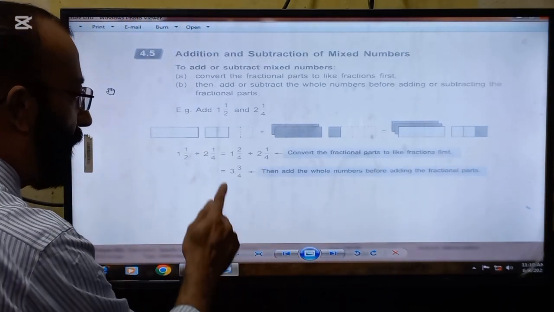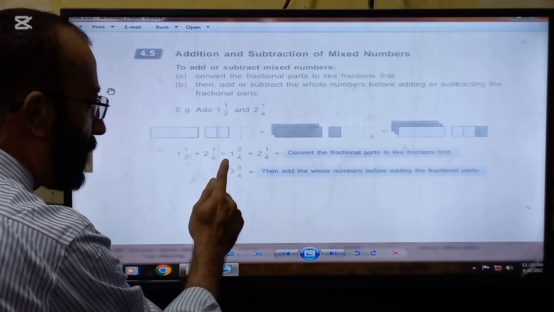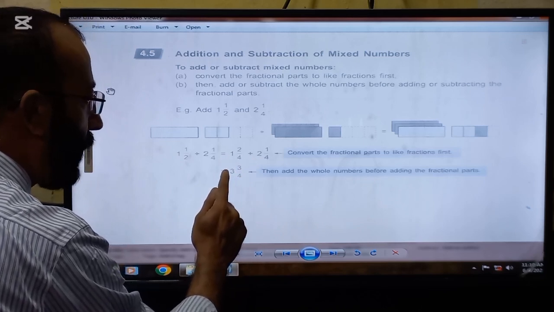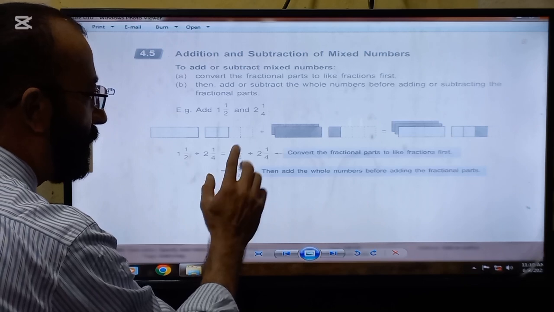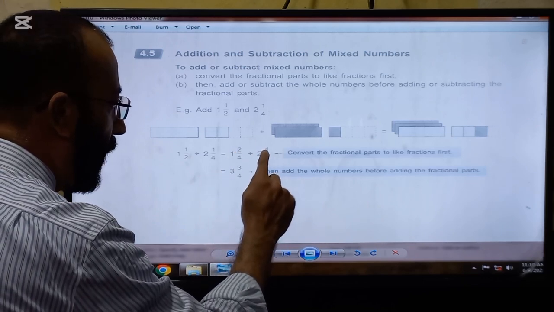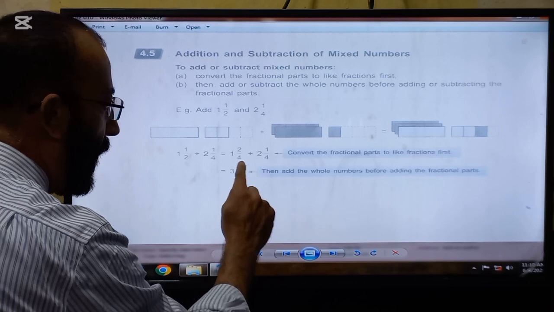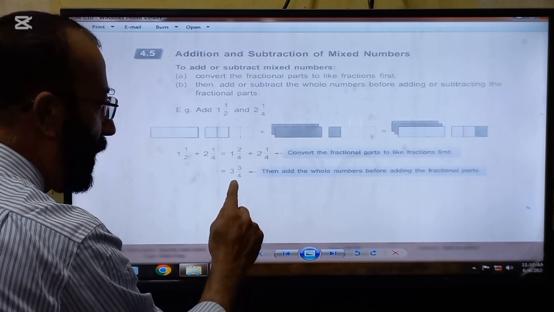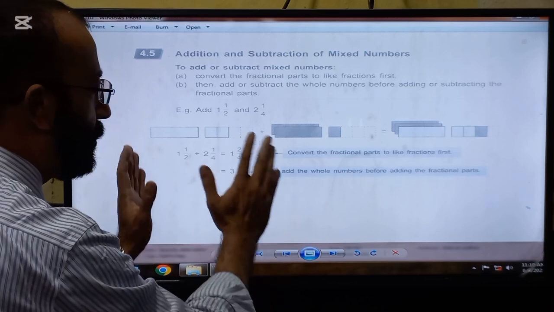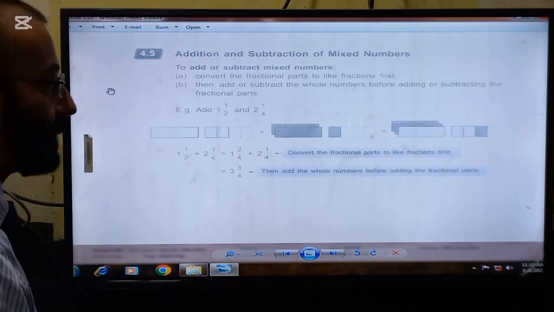Now the method is to add the whole numbers first. So 1 plus 2 will be 3. Now the fraction parts' turn. So add 2 plus 1, that will be 3, and the denominator will remain as it is. So this is the first method to solve this kind of question.